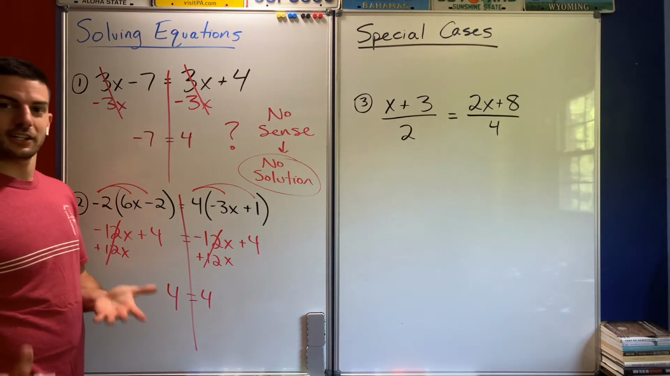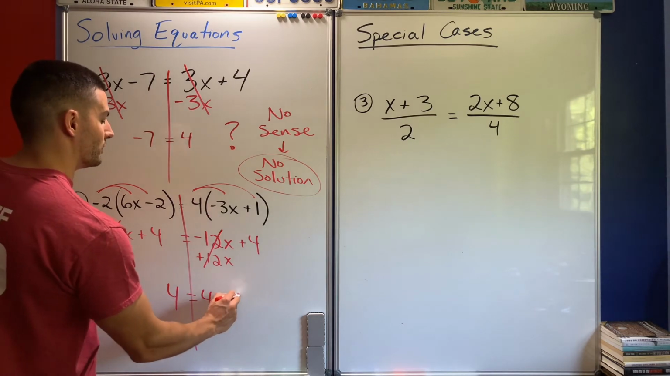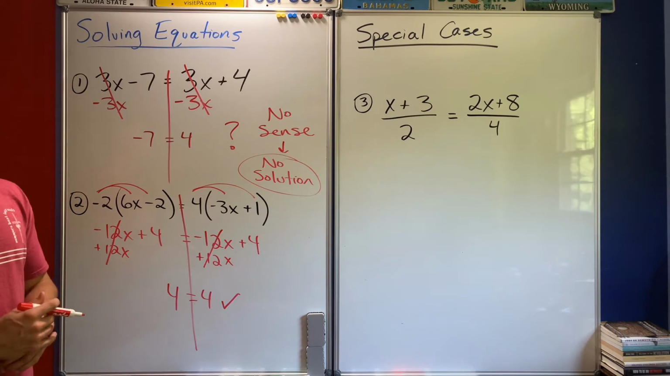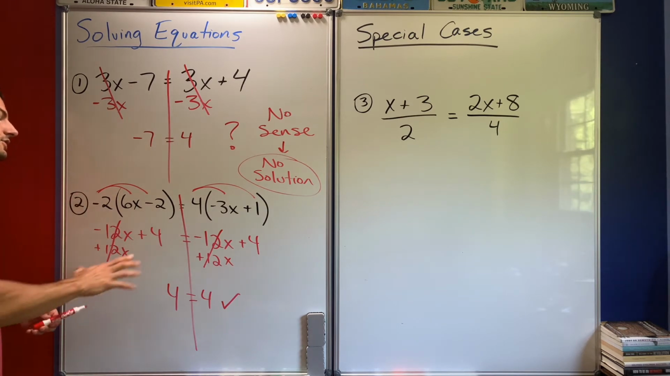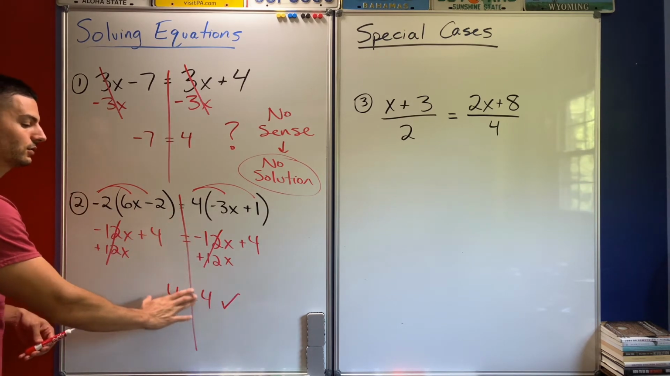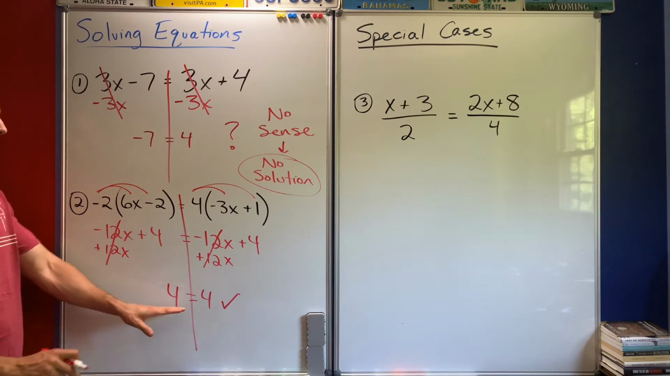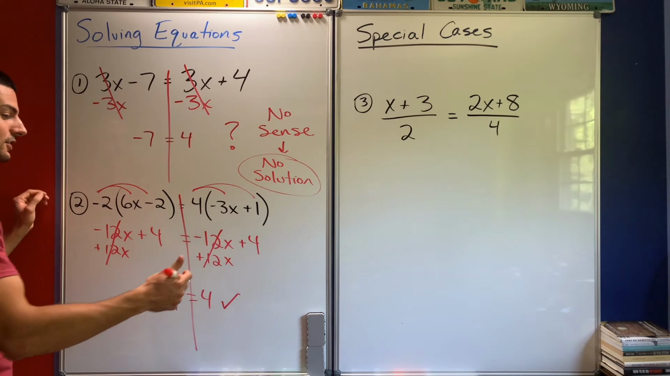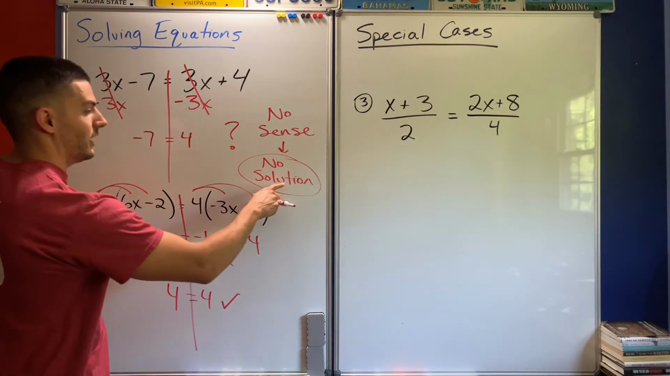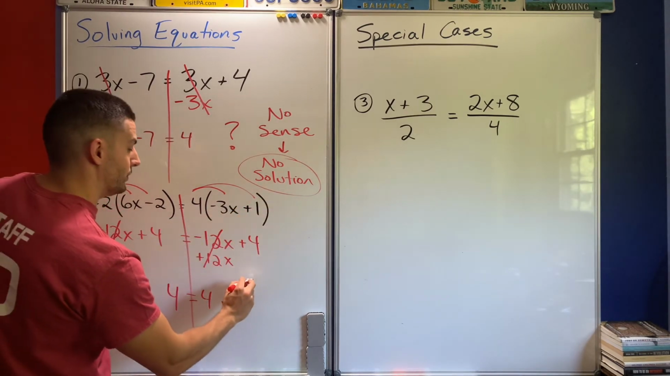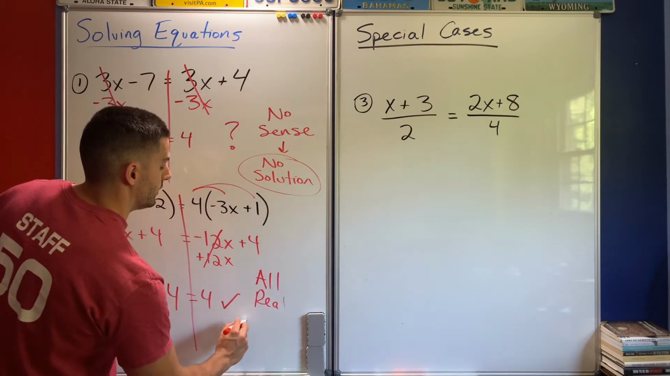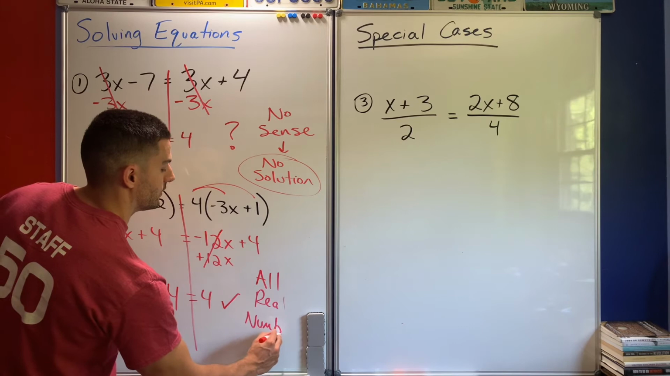Well, that's technically true. 4 does equal 4. And so when you're left with this, all the x's cancel and you are left with a true statement, 4 equals 4. That might be the simplest statement ever, but that is technically true. So in this case, our answer is not no solution, but we would say all real numbers. And I'll explain what that means.